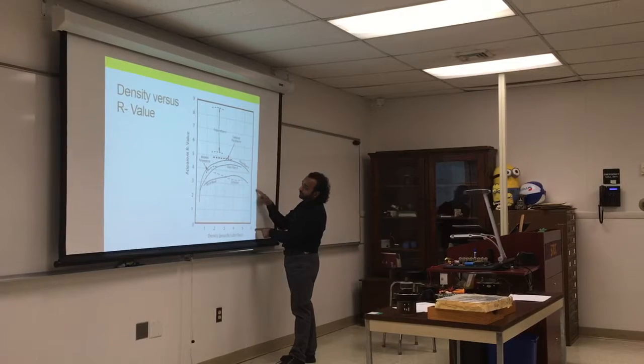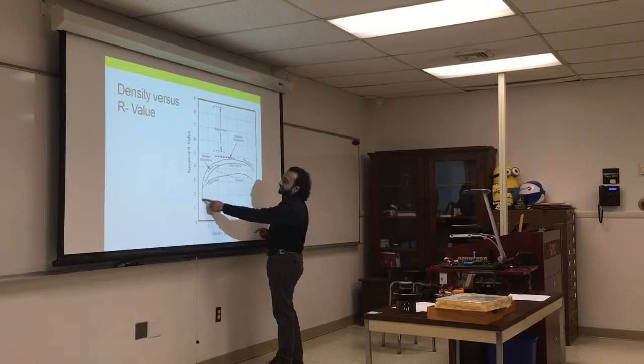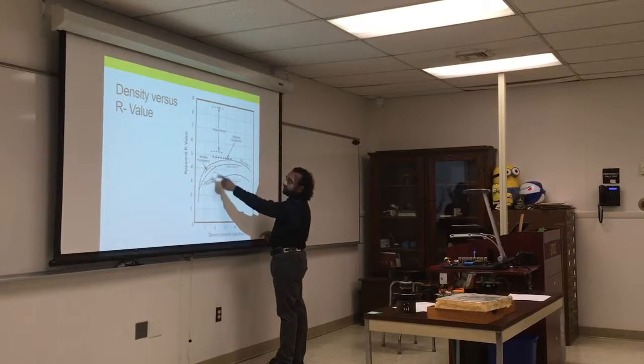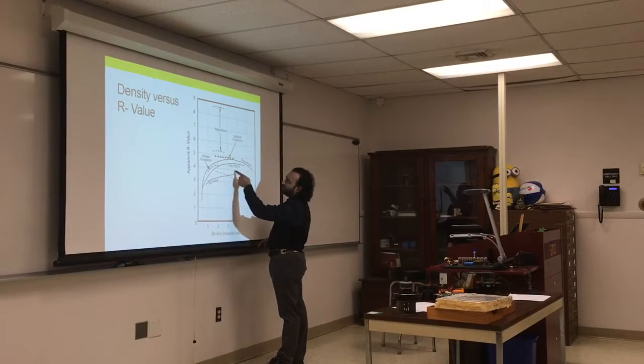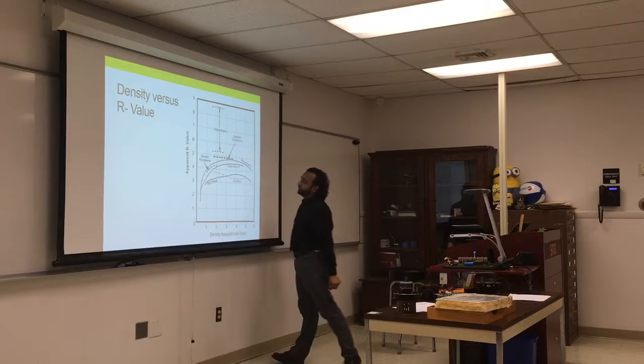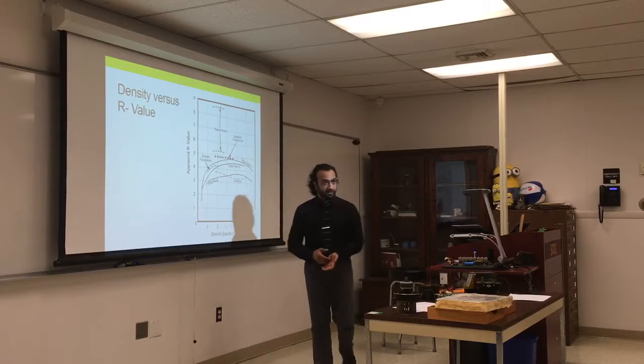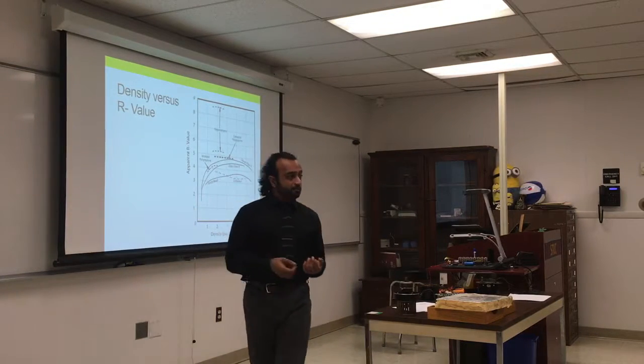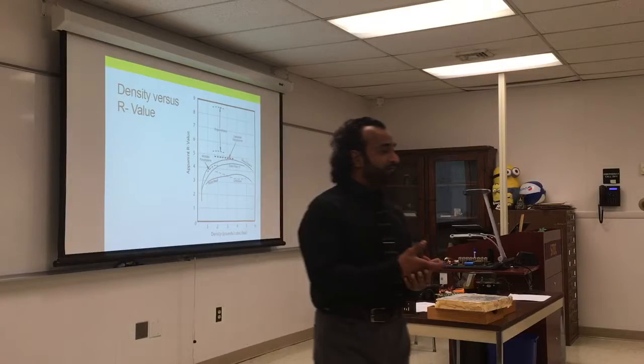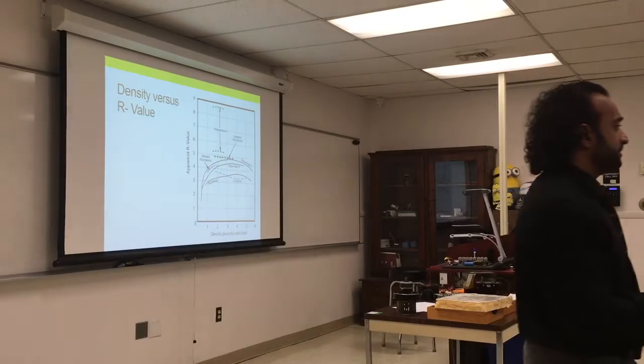The curve will continue, so at some point the density will become a factor. We have fiberglass, rock wool, which is very good insulation, and cellulose. As we increase the density, we will decrease our R value, not by a lot, but by some number. And also, insulation is not cheap.